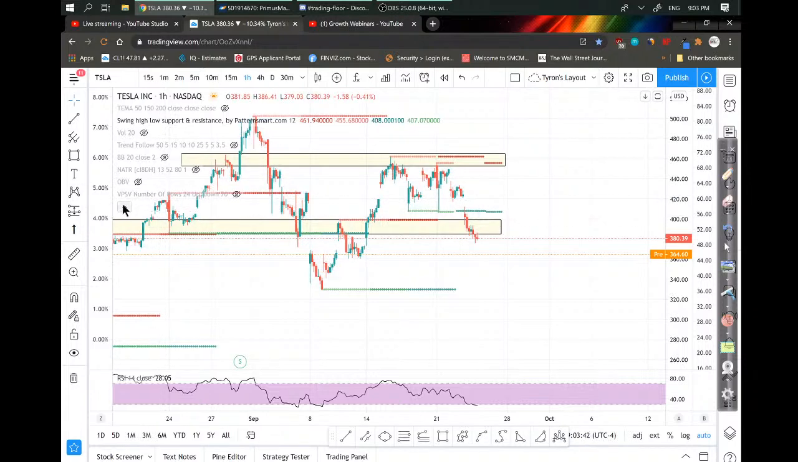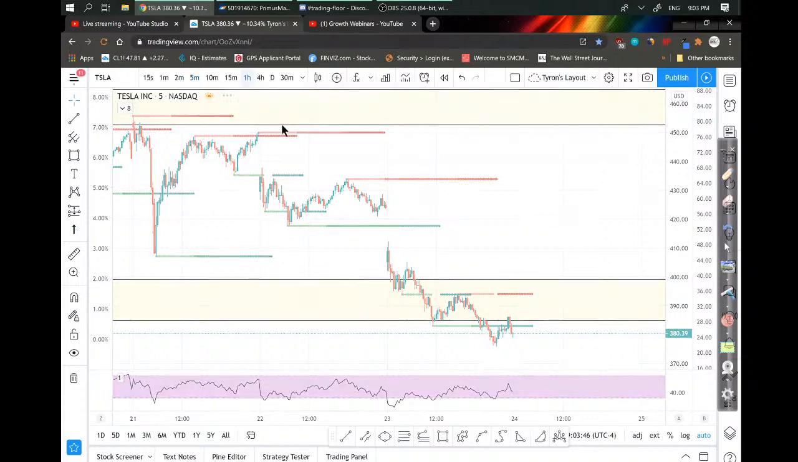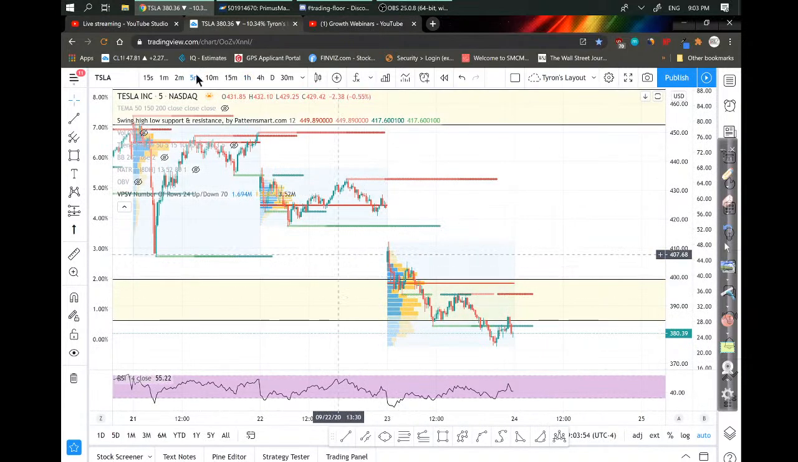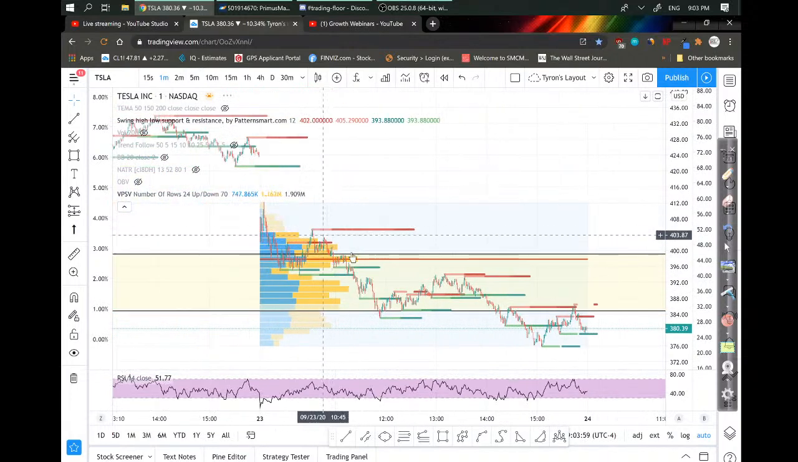Remember, the session volume is to be used on a 5-minute chart, okay, guys? If you use it on a 1-hour chart, it's not going to turn out right. It'll look really small and weird. If you go into a 5-minute chart, then you'll see what I mean. In a 1-minute chart, you can see it too, I believe. Yeah, you can see it more clearly in a 1-minute chart.